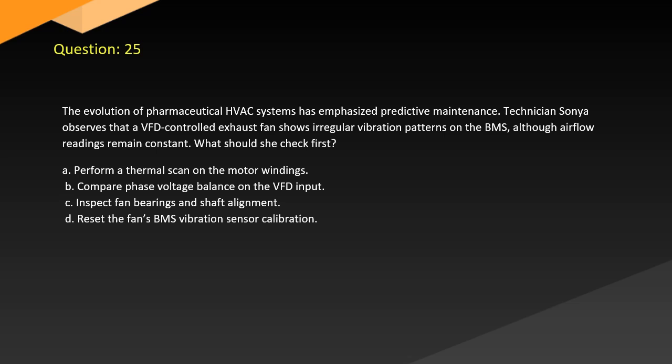Question 25. The evolution of pharmaceutical HVAC systems has emphasized predictive maintenance. Technician Sonia observes that a controlled exhaust fan shows irregular vibration patterns on the BMS, although airflow readings remain constant. What should she check first? A. Perform a thermal scan on the motor windings. B. Compare phase voltage balance on the VFD input. C. Inspect fan bearings and shaft alignment. D. Reset the fan's BMS vibration sensor calibration.